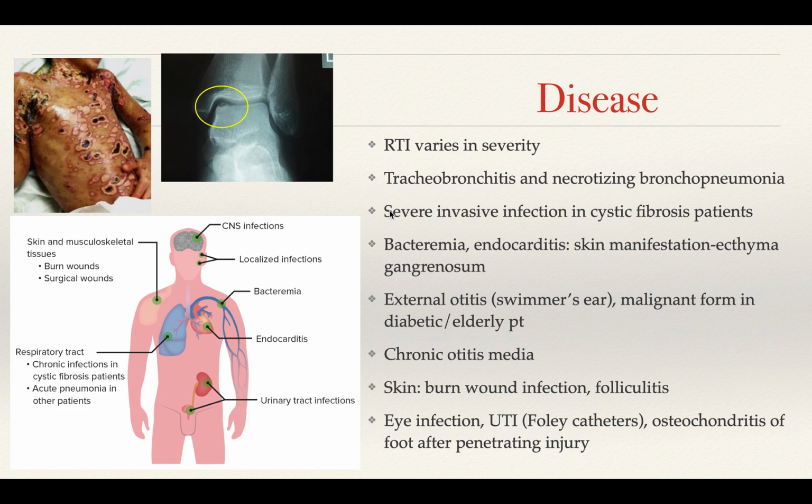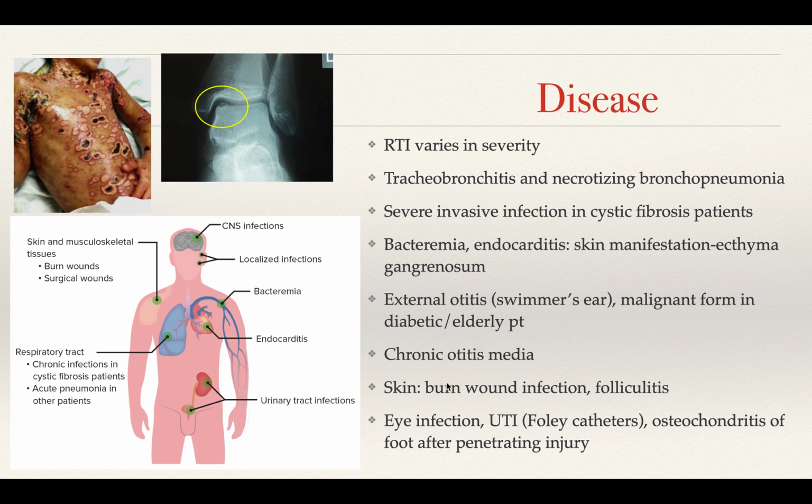So the diseases can kind of vary. It can be tracheobronchitis and necrotizing bronchopneumonia, or it can turn into bacteremia and endocarditis. The skin is going to manifest as ecthyma gangrenosum. It can also be external otitis, and the malignant form can occur in the diabetic or elderly patient. The external otitis can move inwards and cause chronic otitis media.